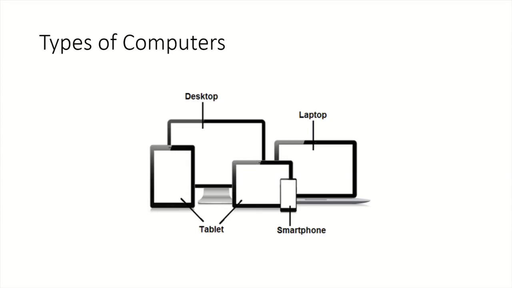The desktop is a computer that is designed to stay in a single location. It is not designed to be carried around. It is meant to be used from that single location, right? Then we have a laptop. This is a machine that you can use on your lap, hence the name laptop. You can carry it around. It's portable. They are designed to be mobile and flexible, right?